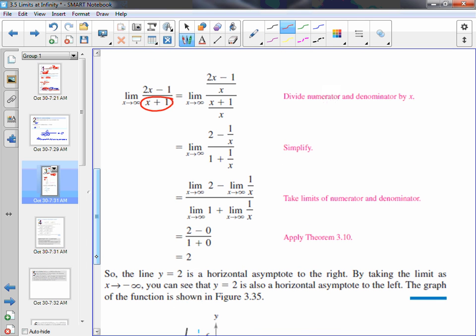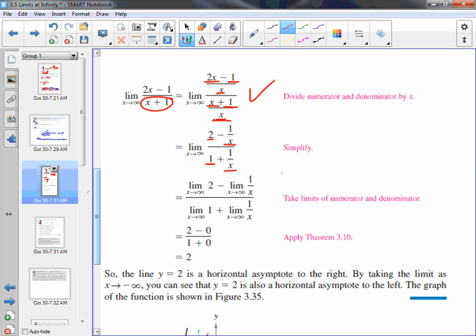So now let's follow it along. We divide the numerator by x and the denominator by x. 2x divided by x is 2. Negative 1 divided by x is negative 1 over x. And in the denominator, x divided by x is 1. 1 divided by x is 1 over x. You with me? All the properties that we've had of limits in the past still apply.